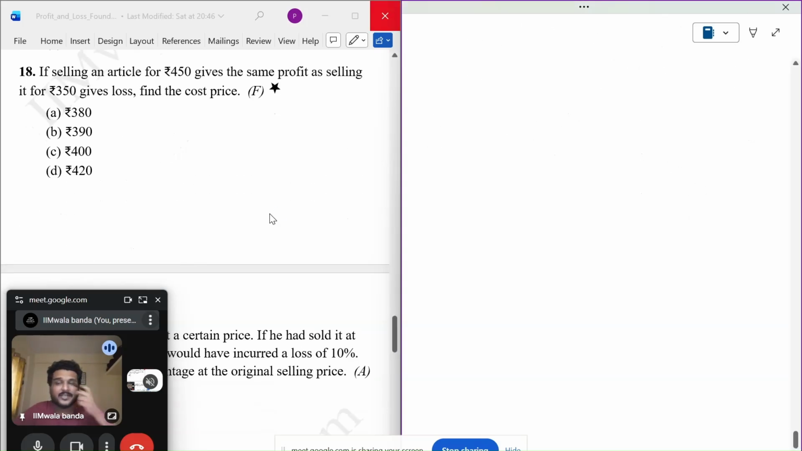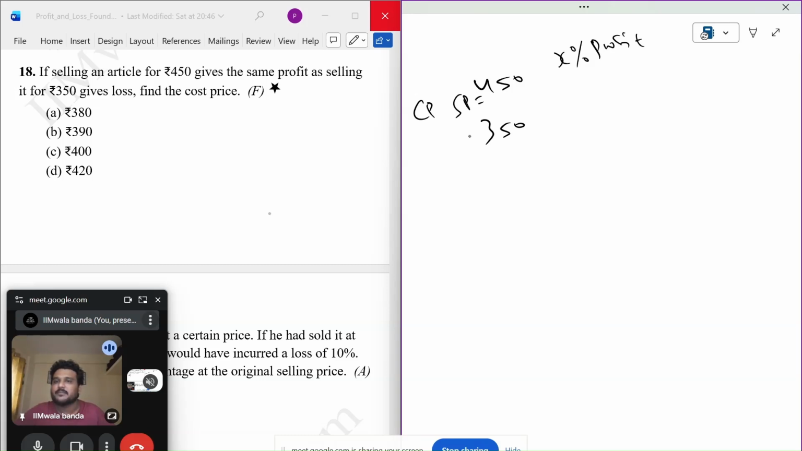Question number 18. If selling an article for 450 rupees gives the same profit as selling an article for 350 gives loss. Okay, so some cost price was there, and if the selling price was this, there is X% profit.